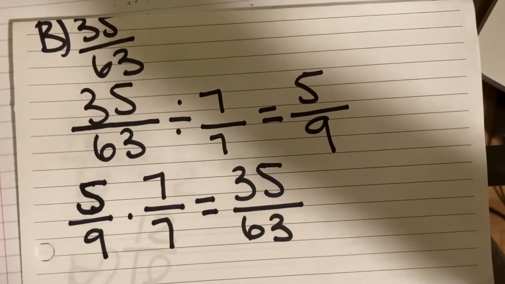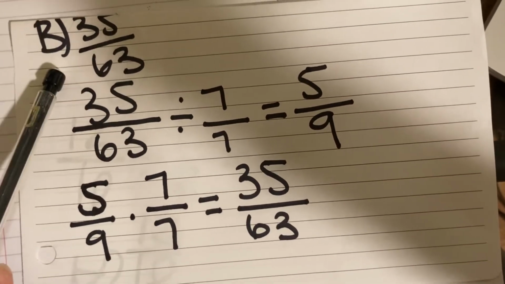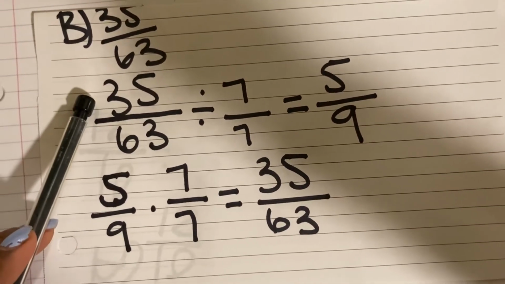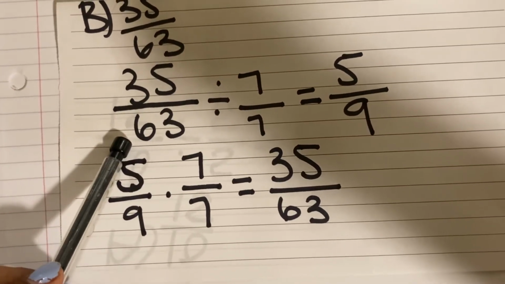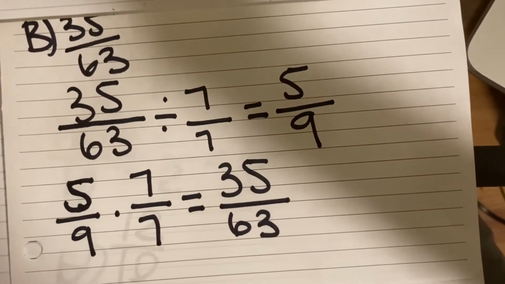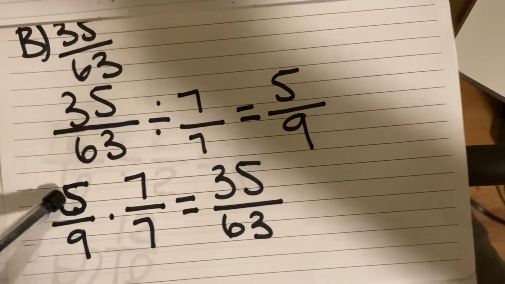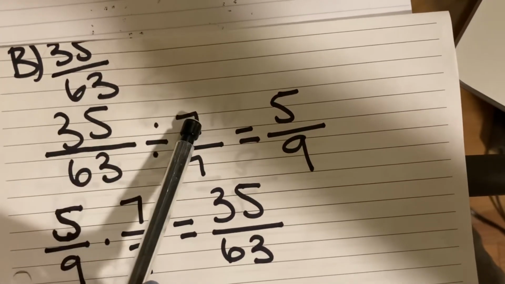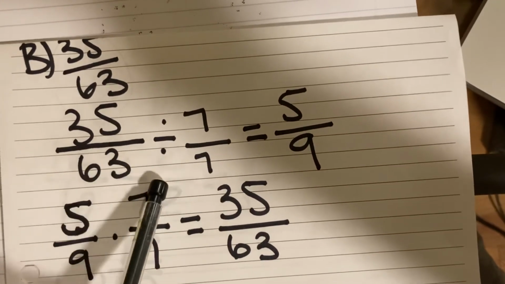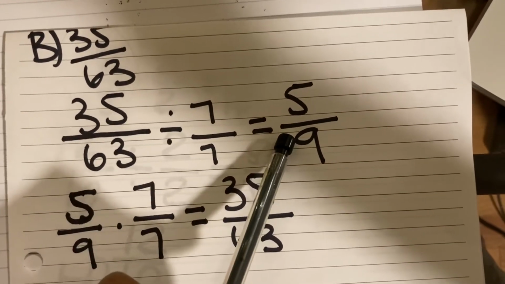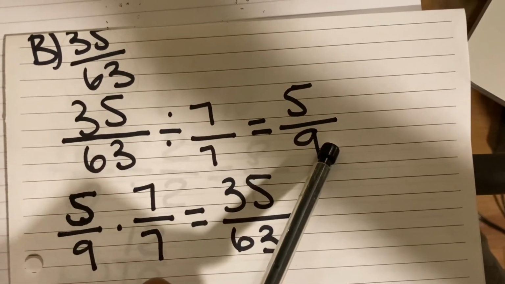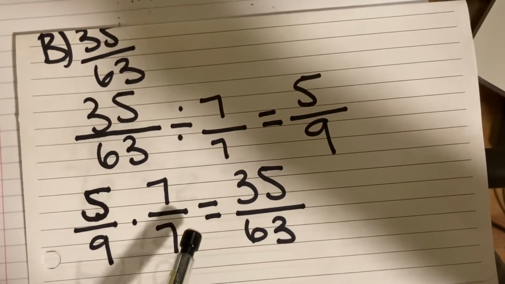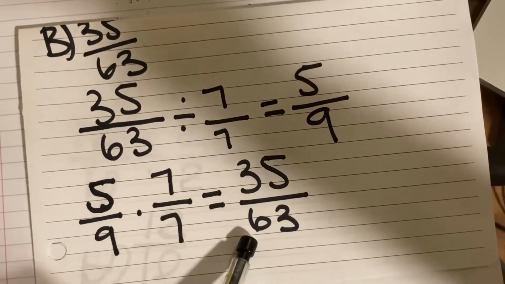So now let's start working on problem B, 35/63, and we're trying to find the equivalent fraction. So I wrote down 35 over 63. I found the common factor of both the top and bottom, which is 7. So I divided the top and bottom by 7. So I did 35 divided by 7 equals 5, and 63 divided by 7 equals 9. So the fraction is going to be 5/9. If I multiplied 5/9 by 7 on top and bottom, it would equal 35/63, which would give us the same fraction.